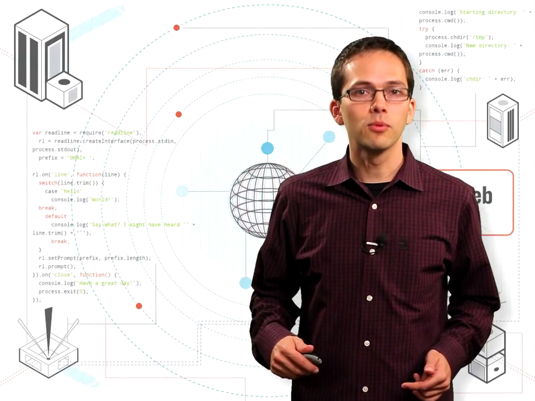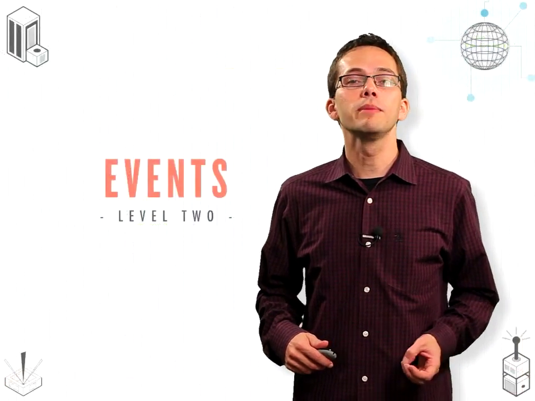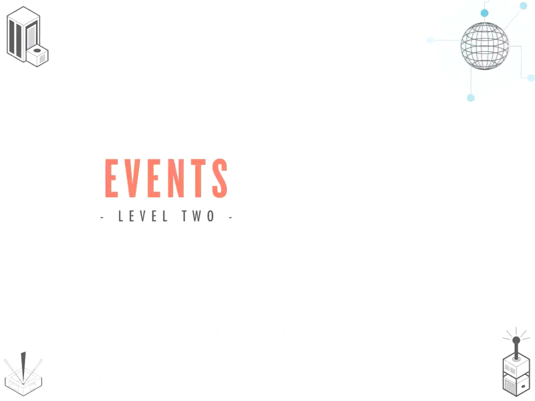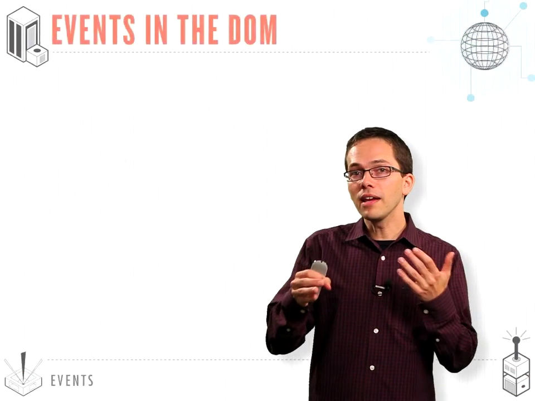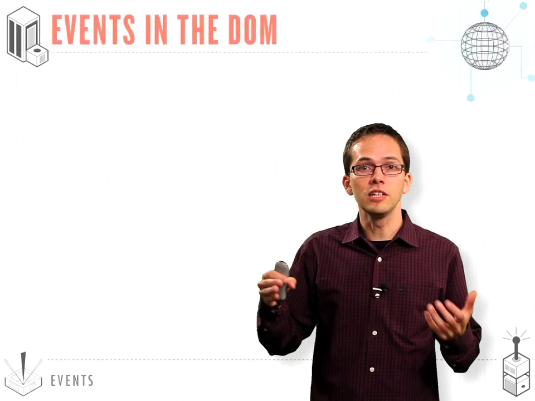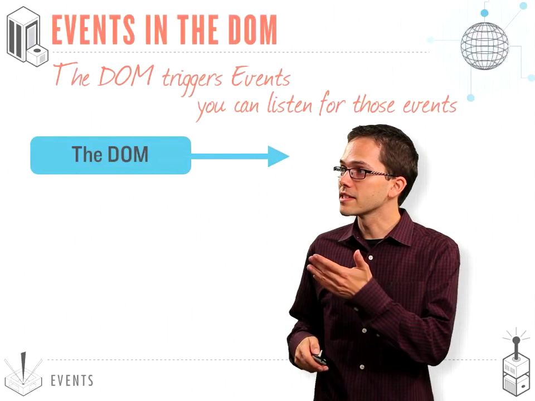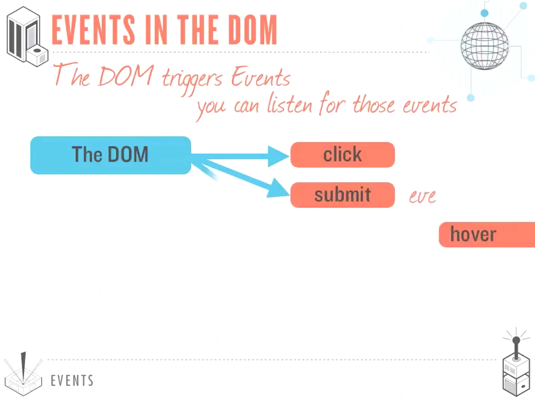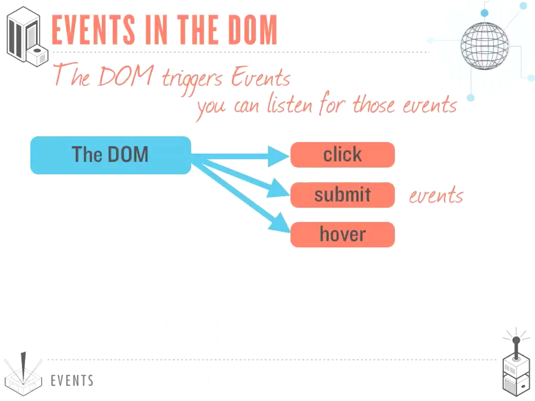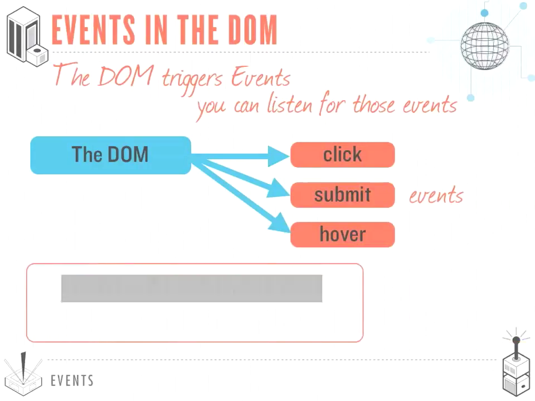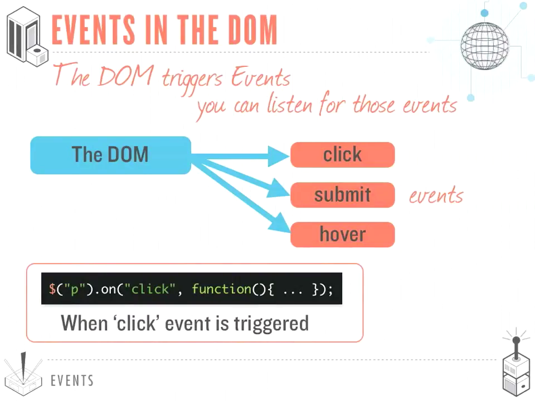You're watching Real-Time Web with Node.js, and this is level 2, where we're going to be going over events in more detail. When we talk about events, you might think about the document object model in your browser, because the DOM triggers events, and you can listen for those events. Events like click, submit, or hover. If you want to run some code when those events get triggered, you might run some jQuery, for instance, listening for a click event. And when the click event is triggered, you want to run some sort of function. This code effectively attaches that function to the DOM, listening for that click event.